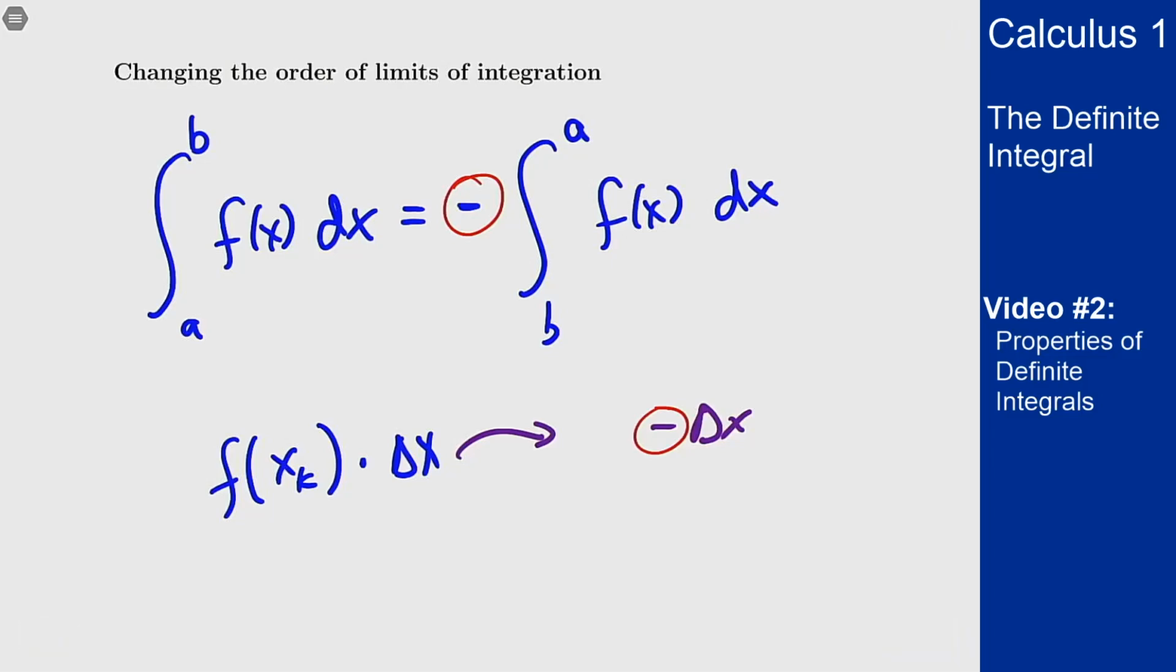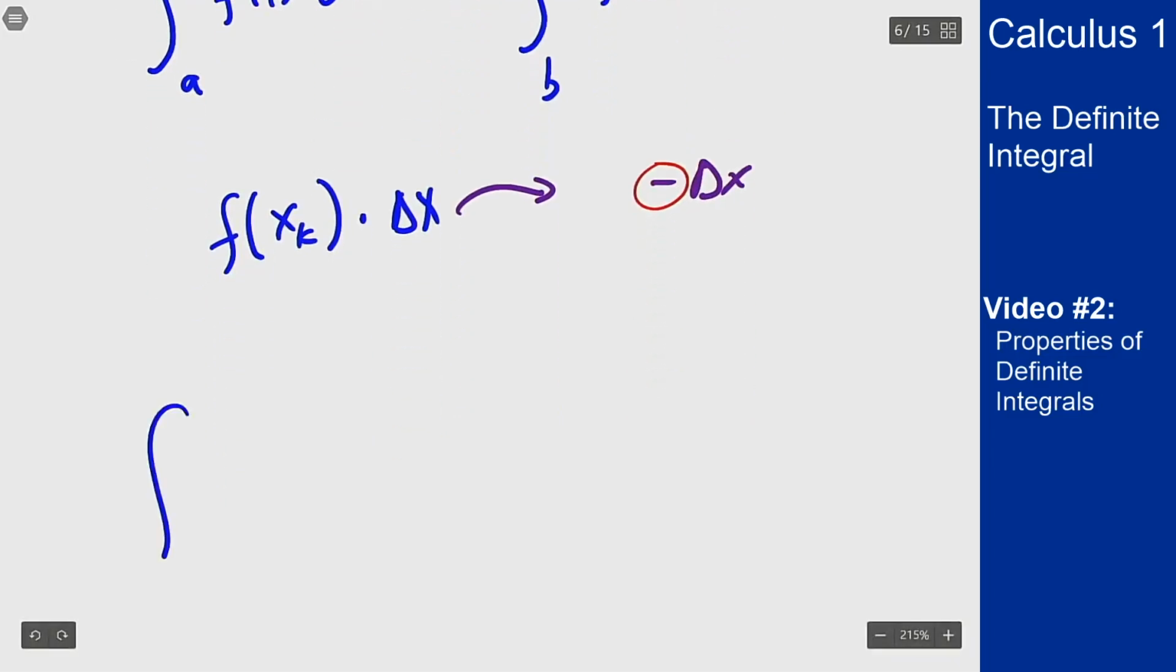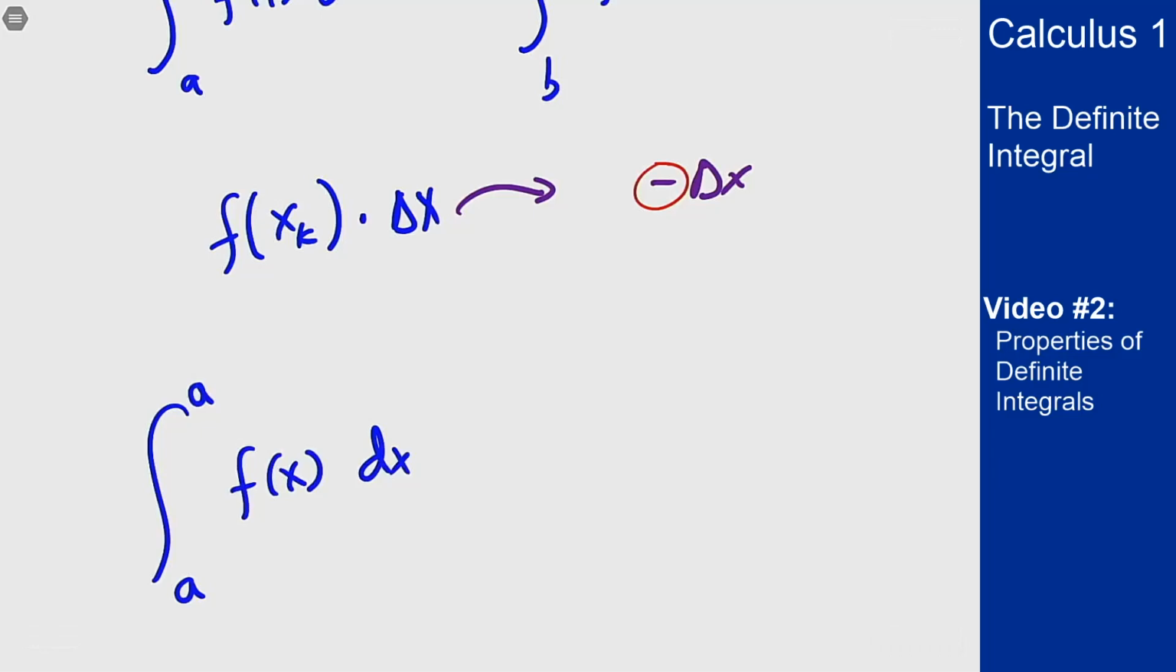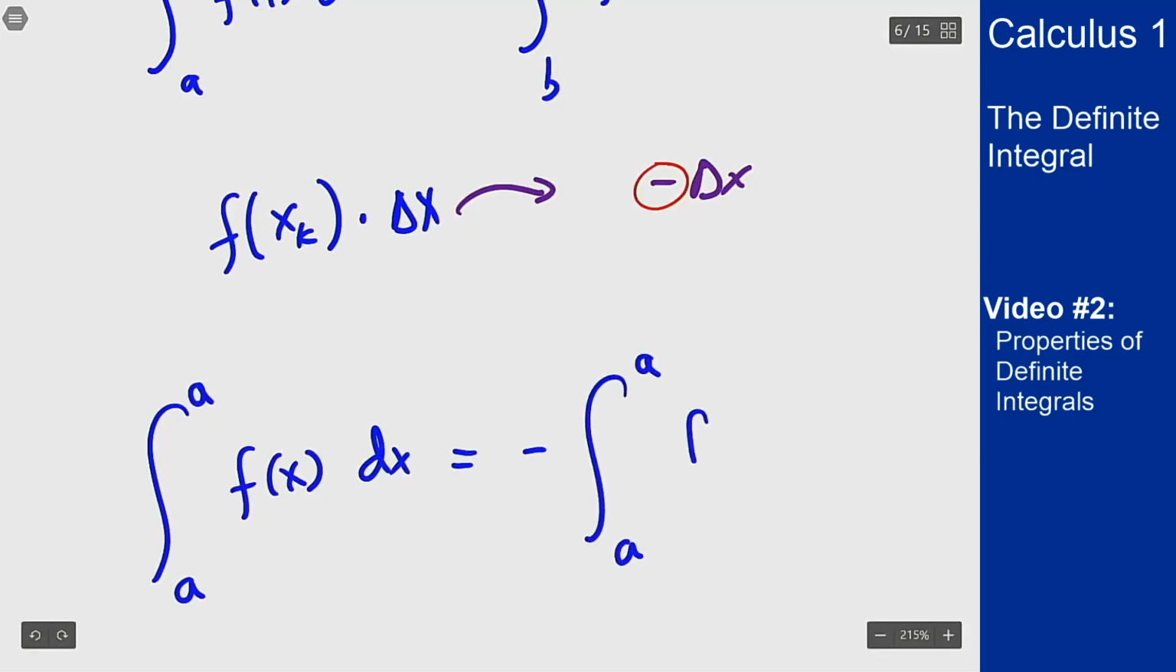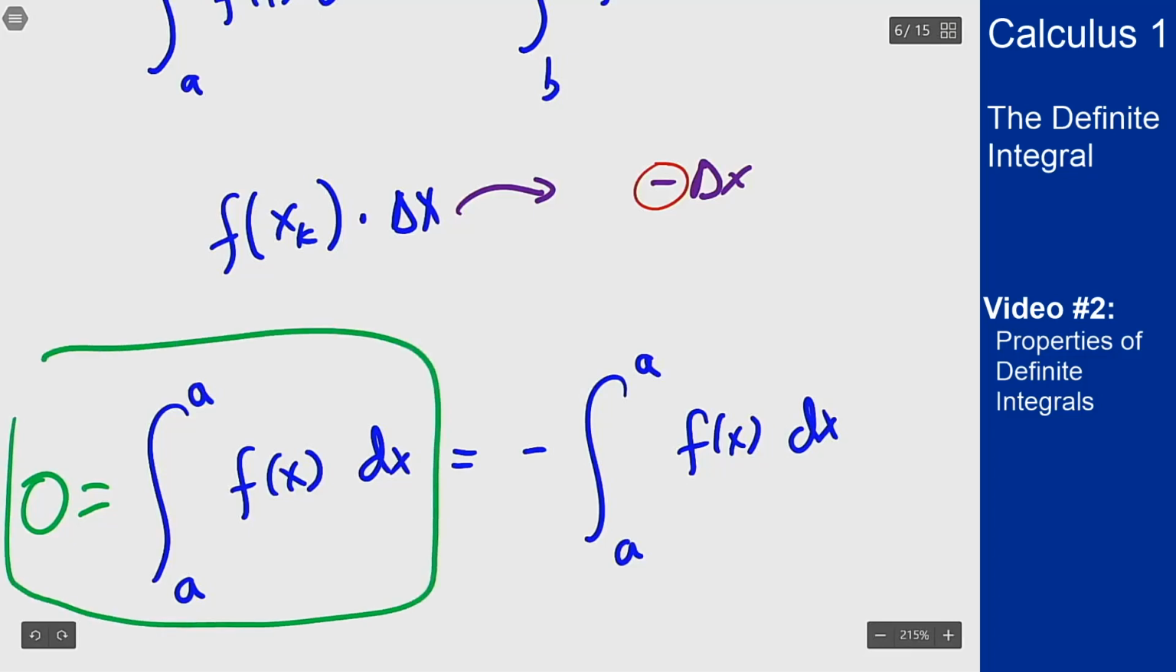One consequence of this, what does this say about the integral from a to a of f of x dx? Well, if I swap the limits, what happens? I will get negative the integral from a to a of f of x dx. Whatever this number is, this number has to equal its own negative. There's only one number that does it, and that's 0. So this fact tells us that if I integrate an integrable function from a to a, if I have 0 width in my interval of integration, I just get 0.